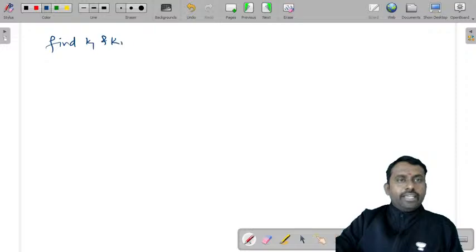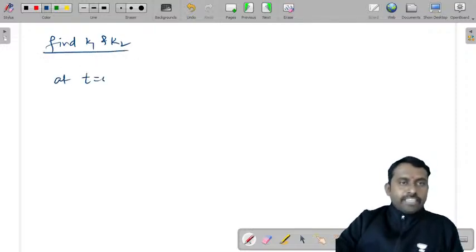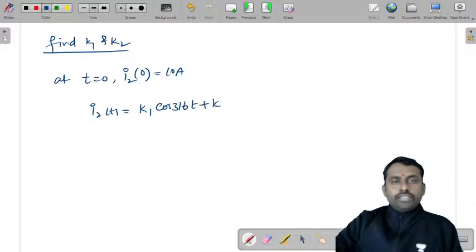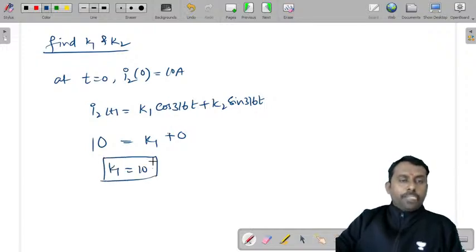When you want to find the values of K1 and K2, at t is equal to 0, apply I2 of 0 is equal to 10 amperes in this equation. I2 of t is equal to K1 cos 316t plus K2 sin 316t. So I2 is 10, K1 cos 0 is 1 plus K2 sin 0 is 0. So K1 is equal to 10. This is what you'll get.